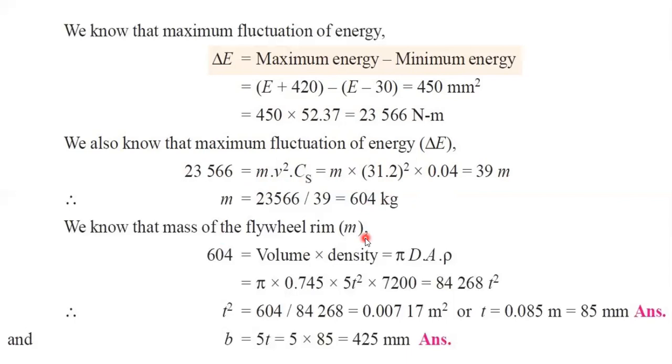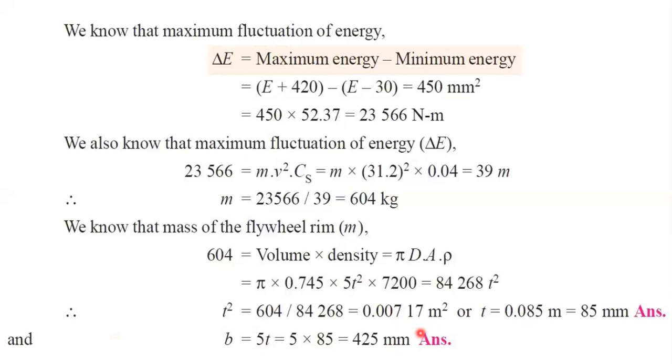So mass of the flywheel rim is equal to volume into density. Volume we can write as pi d A. Density is rho. In this we know all the values. Pi value we know, diameter we know, area is nothing but 5t square. Only the thickness is unknown. Sigma value we can write, density value we can write, and mass of the flywheel is 604. So only unknown is thickness, so determine the thickness of the flywheel. Once you find thickness, breadth we can easily find because it is 5 times the thickness. So once we found breadth and thickness, we have determined the dimensions of the flywheel as they asked in the question.